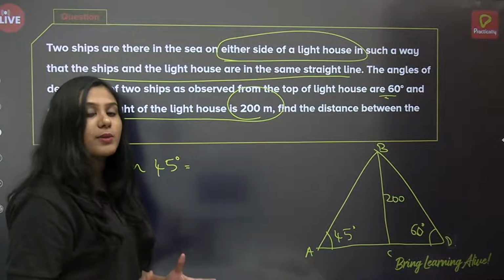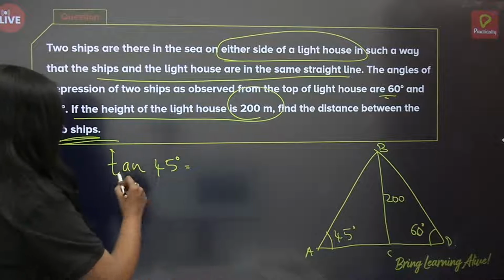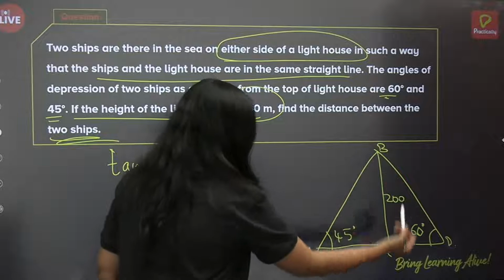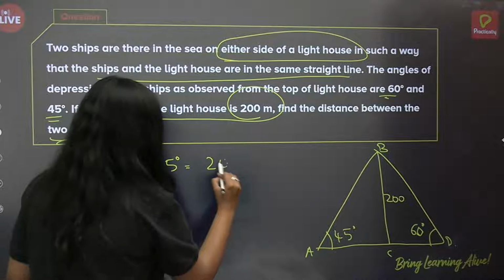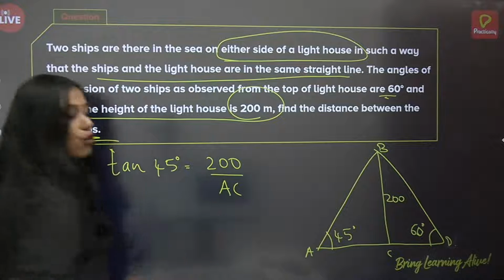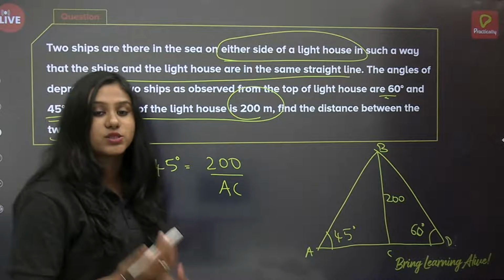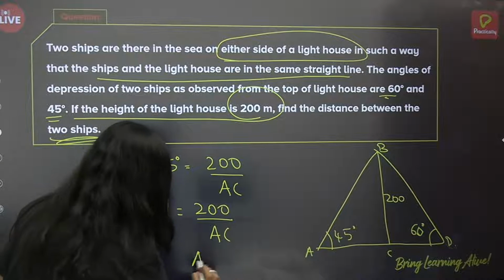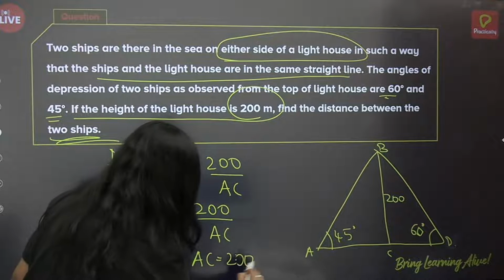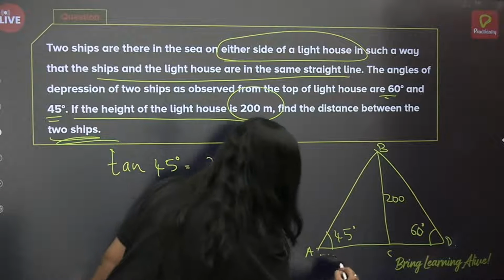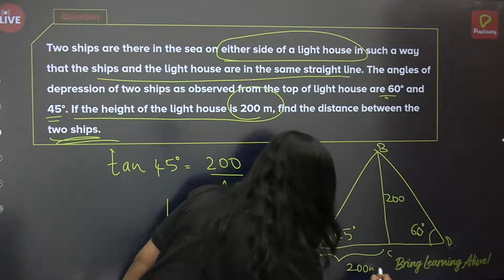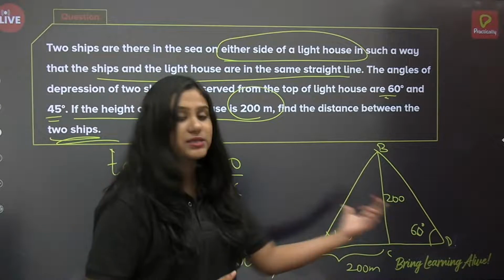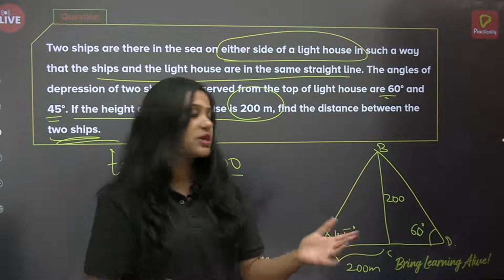You have to know the trigonometric ratios, correct? So we know that tan theta is nothing but opposite by adjacent. So this will be 200 by AC. And what is the value of tan 45? It is 1. So 1 equals 200 by AC, that is AC equals 200 meters. So we got this length to be 200 meters. Now we should also find the length of CD and add AC plus CD to know the distance between the ships. Let us do it.